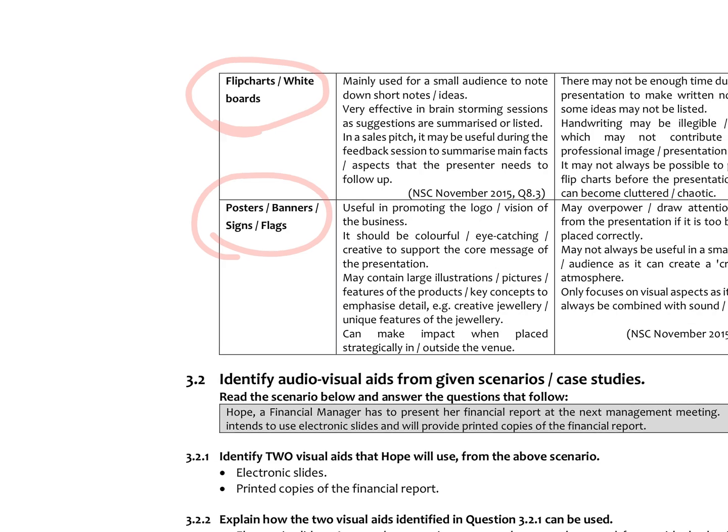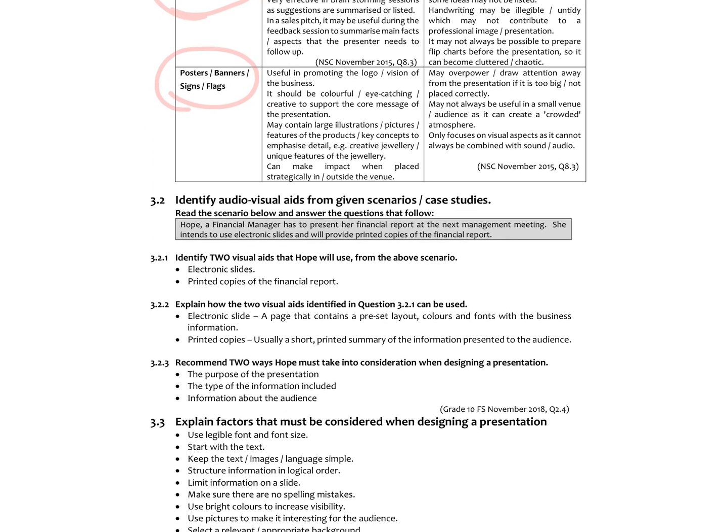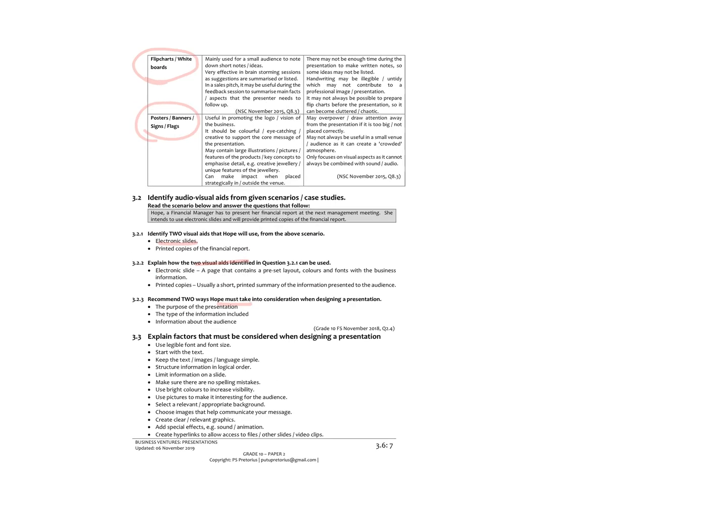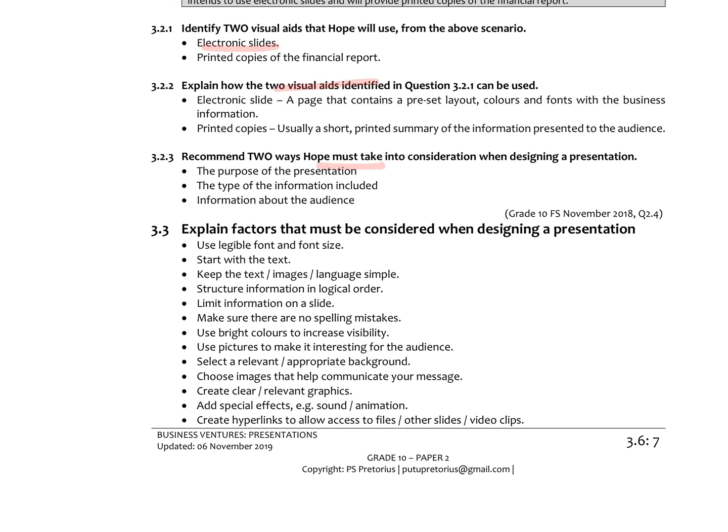The next question brings us to identifying these audiovisual aids from given scenarios. Now, again, they give you a little bit of a scenario over there, and then they will ask you for the visual aid. To identify the aid, explain how it's used, and then maybe recommend how you can design it into a presentation.